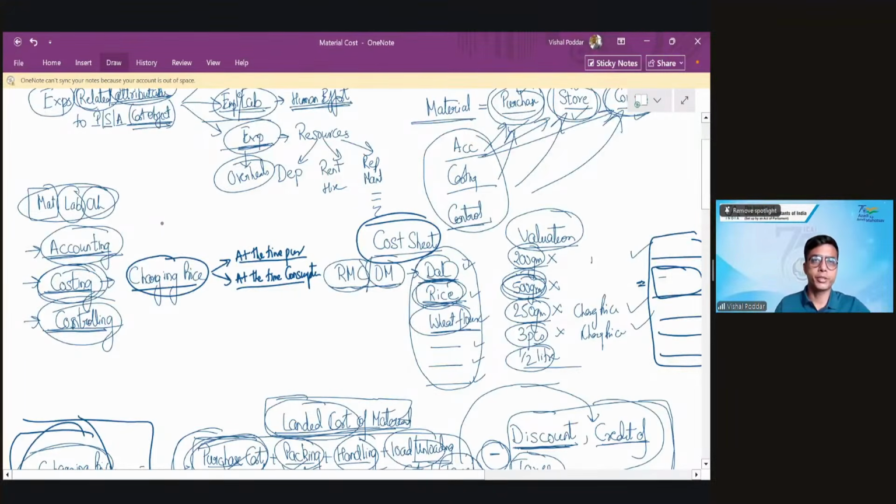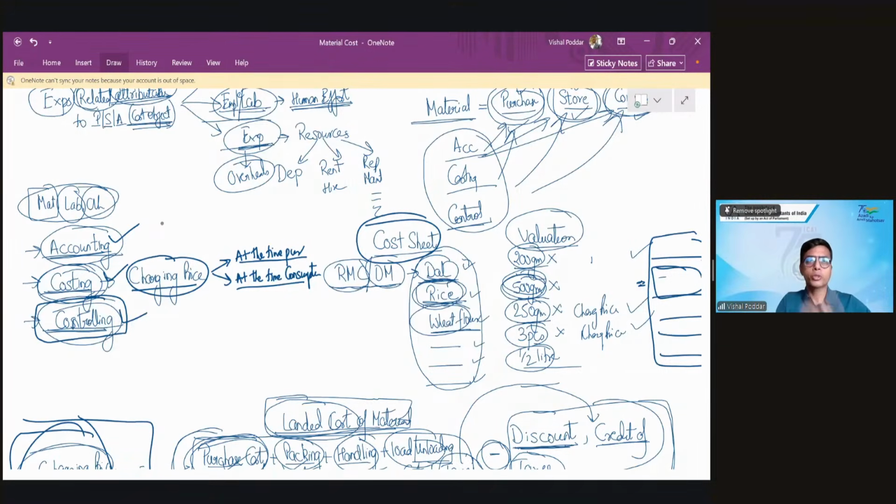Okay, students, let us go to the next part of this topic, controlling. So when we are talking of material cost, labor cost, overheads cost, 3 things you have to be well aware of: accounting, costing, controlling. Now, from an exam point of view, in material, one type of question that you can get is on this charging part, which we just discussed.